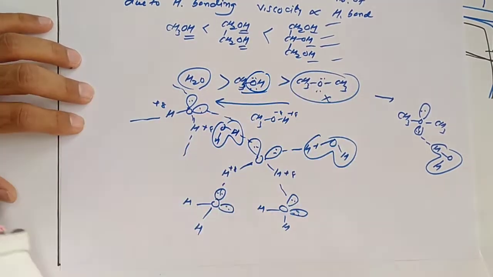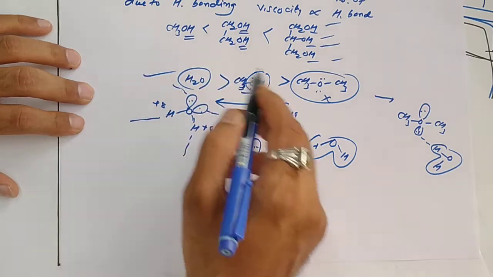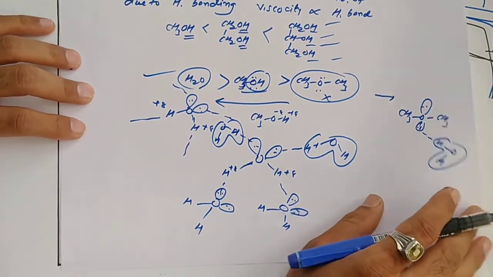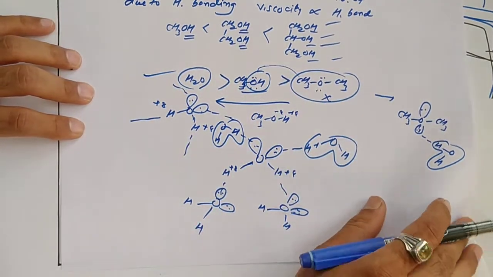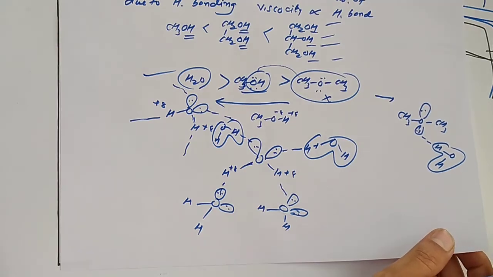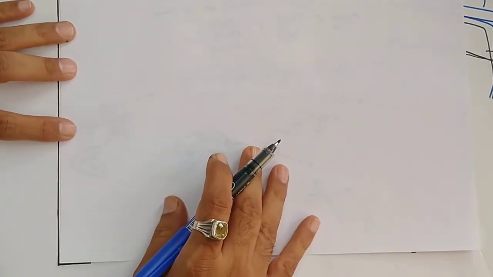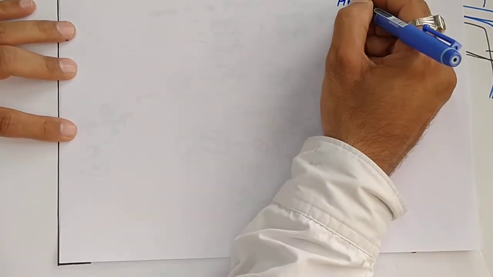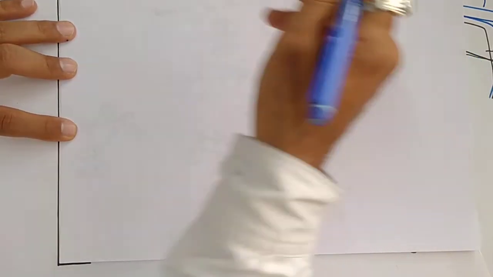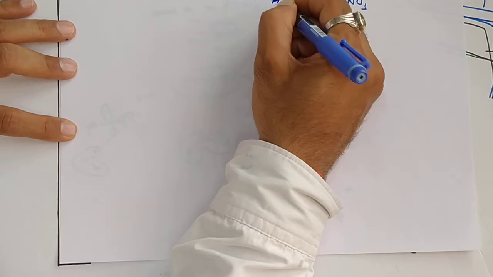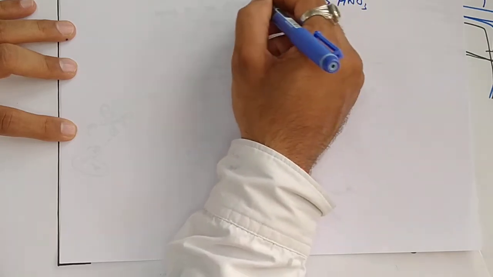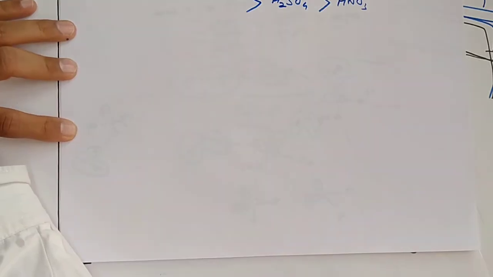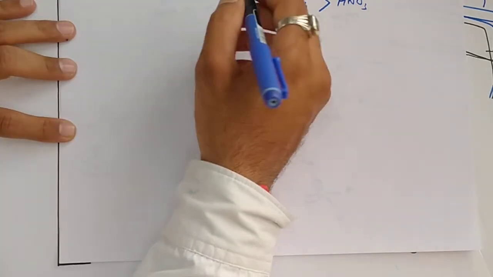So this one also has less. So water is denser than methanol, and methanol is denser than ether. Like this, which is more dense out of HNO3, nitric acid, and H2SO4? H2SO4 is more dense and more viscous than nitric acid.